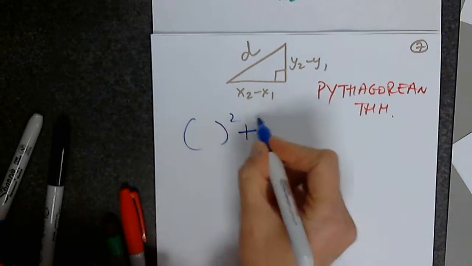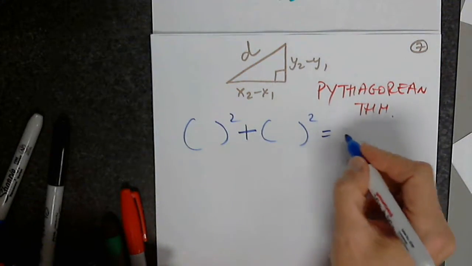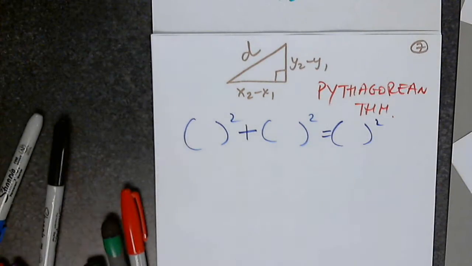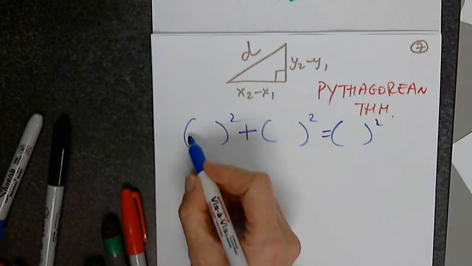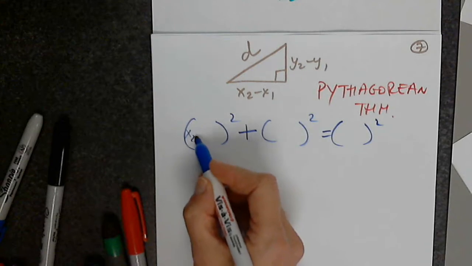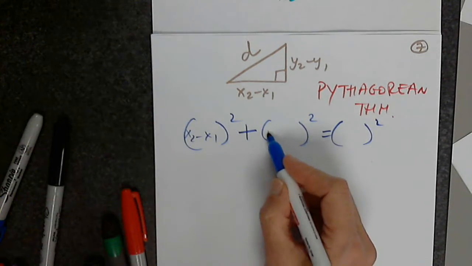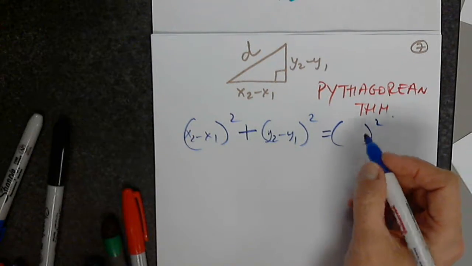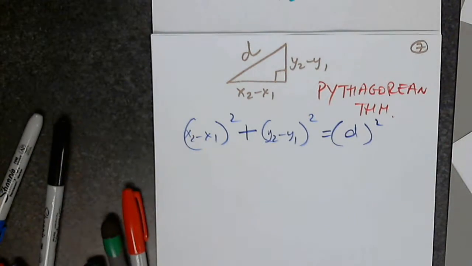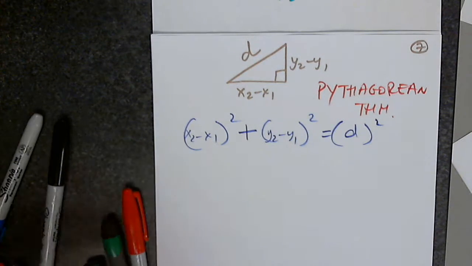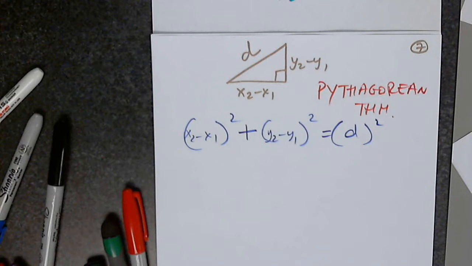The sum of the squares of the legs equals the hypotenuse squared. What is one leg? x2 minus x1. What is the other leg? And what is the hypotenuse? Exactly. This is what we have to remember. Not a squared plus b squared equals c squared, because you have to show what is a, what is b, and what is c for the theorem to work. So always remember it. The sum of the squares of the two sides that form the right triangle will always be the longest side squared.